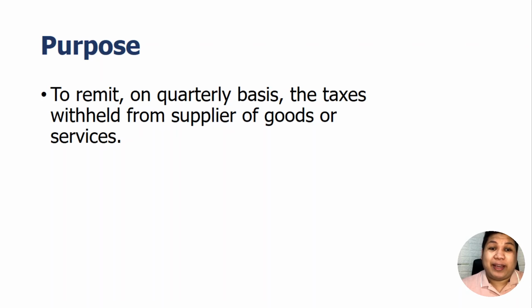remit on a quarterly basis the taxes withheld from suppliers of goods or services. So in remitting the withholding taxes on our income payments, there are two forms involved here: the BIR Form 0619E and the BIR Form 1601EQ. As we discussed in our previous video, we will be using the 0619E when we are making the monthly remittance of withholding taxes. That means for the first 2 months of every quarter, we will be using the 0619E, but for the third month of every quarter, we will be using the 1601EQ.